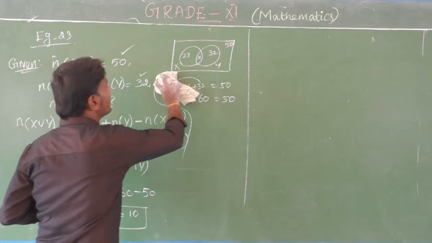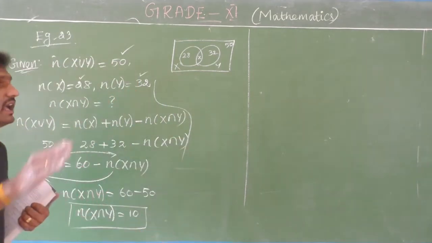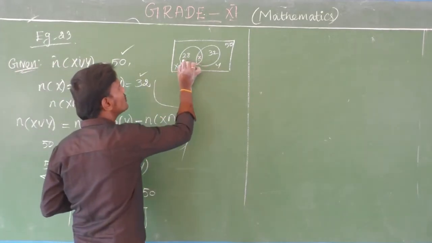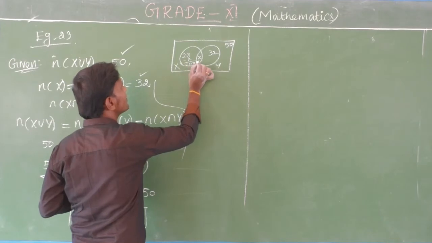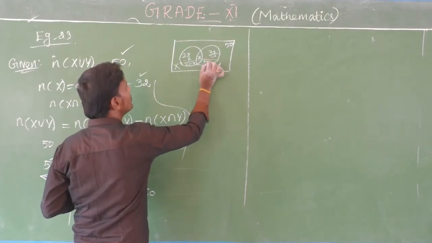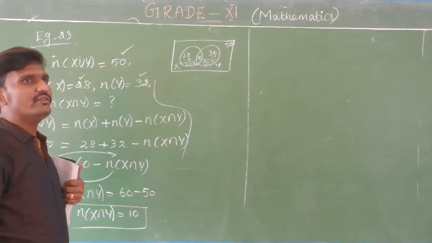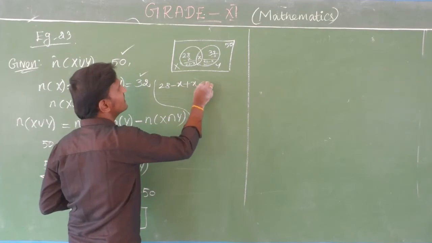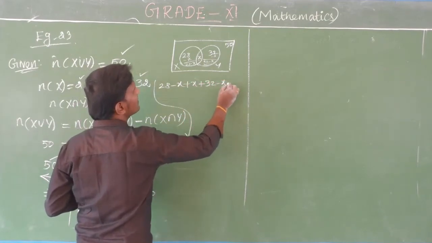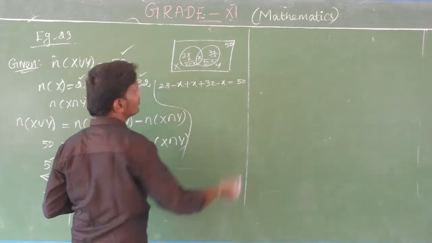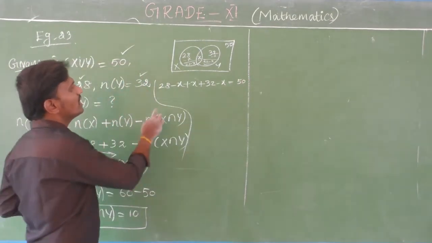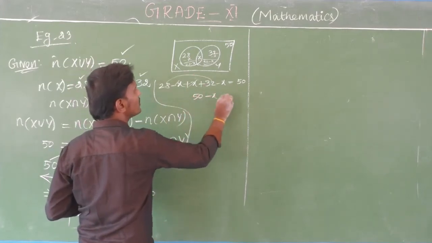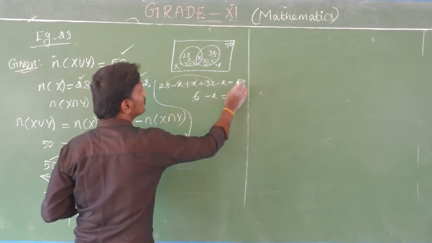Wait. By mistake, this is a basic question, but this one is missing the terms, so we can't use that. Here we have to subtract x from 28, and here also subtract x from 32. Now only we are going to add these three. 28 minus x plus x plus 32 minus x is equal to 50. Now see, plus x minus x cancel out. So 28 plus 32 is 60 minus x equal to 50.